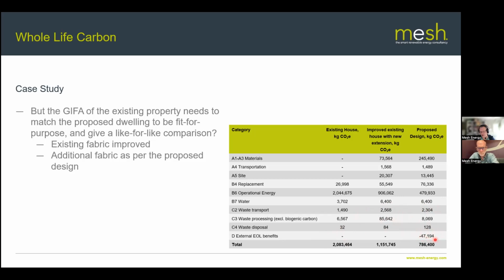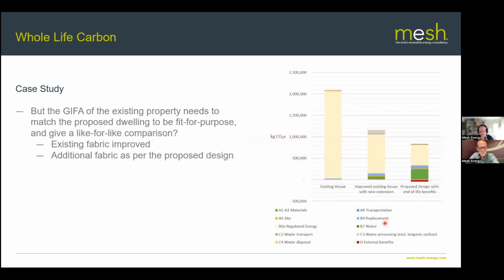Without making too much effort to look at the existing house materials, based on the type of materials used in the construction, the end of life benefits are actually around 47 tons. When I was talking earlier, this is the carbon that gets paid onto the next project. So it's almost a biogenic or sequestered carbon or reused carbon that comes out of the existing house and can be subtracted from the proposed design. So we get to pass on that carbon benefit.